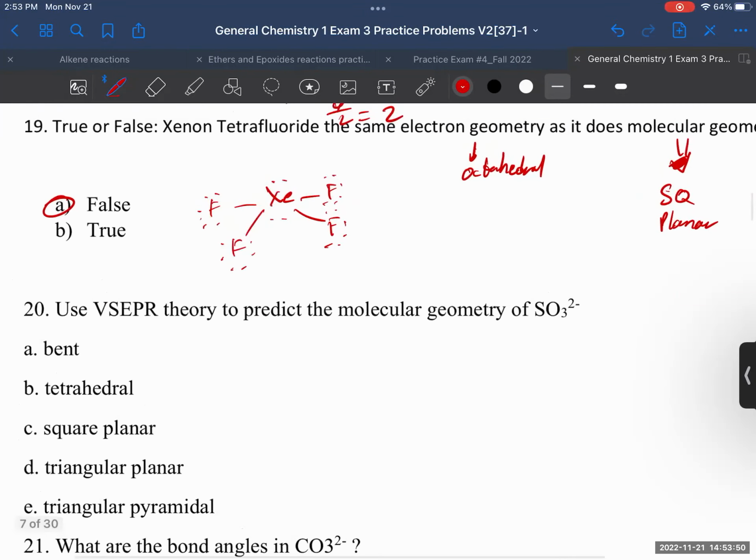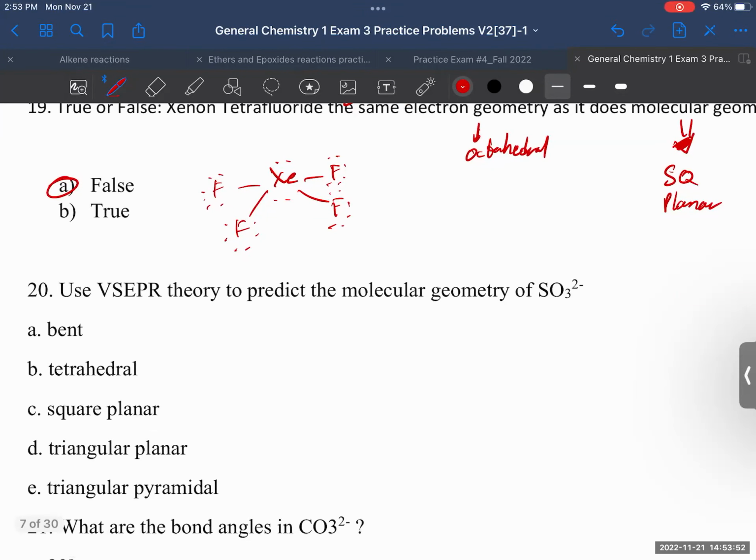All right, now number 20. Use VSEPR theory to predict the molecular geometry of SO3 2 minus. Tomer, come up to the front and draw this. You can bring your paper up if you want. Okay, good. See, this is excellence right here.